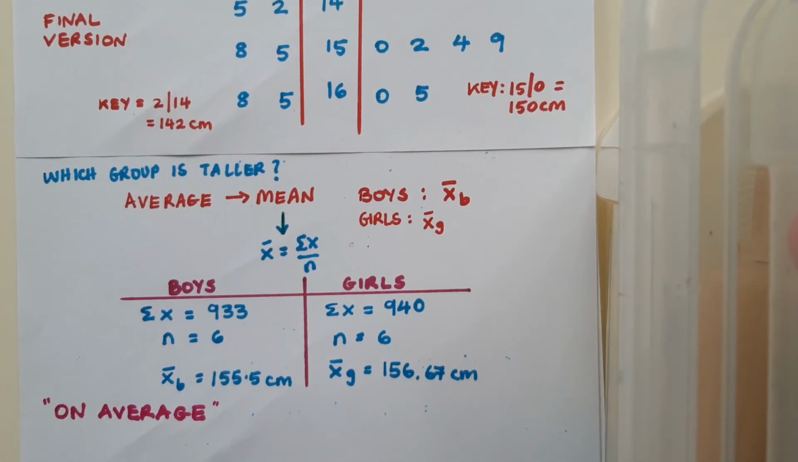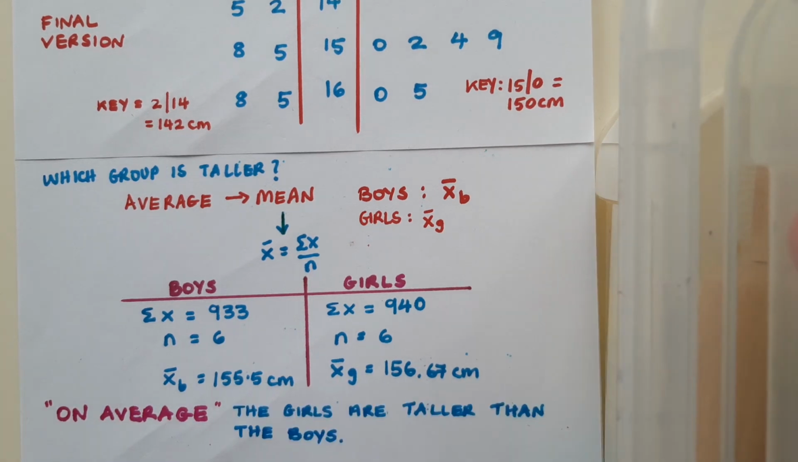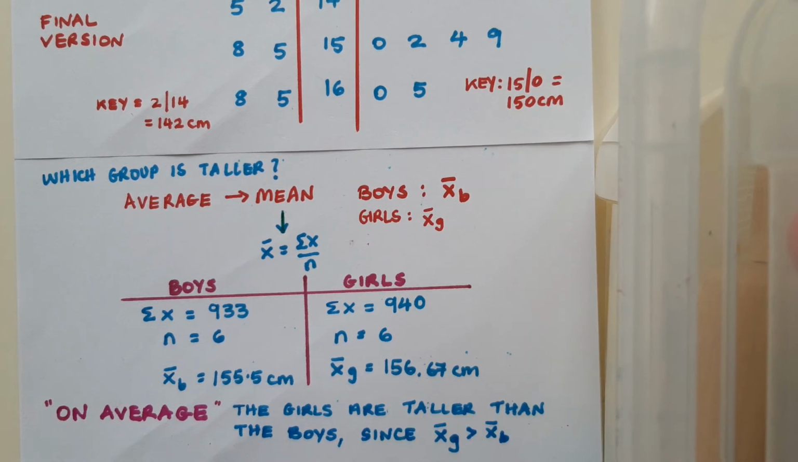However, if I preface my statement with the phrase on average, then I'm fine. So I can say, on average, the girls are taller than the boys. And I'll qualify this by saying, since the mean for the girls is greater than the mean for the boys.